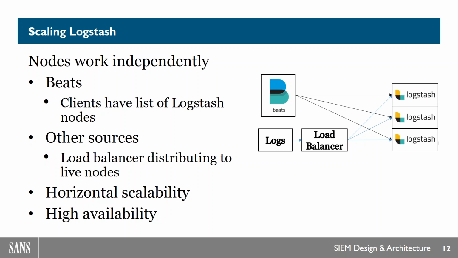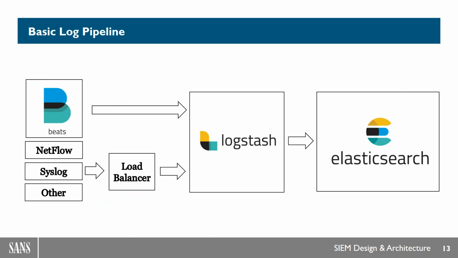So now that we've talked about all the pieces here, let's talk about the full pipeline. This is the 50,000-foot view. We're going to have on our edge devices either Beats or some other kind of agent. We're going to have other types of log sources that are collected, NetFlow, syslog, anything else that might be going to a load balancer, and that is going to be going to a cluster of Logstash servers.